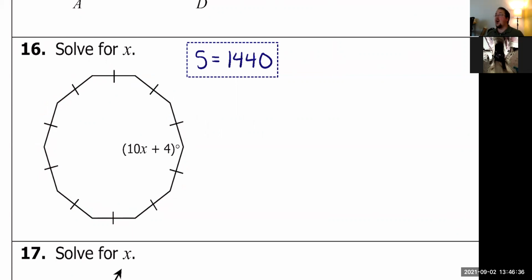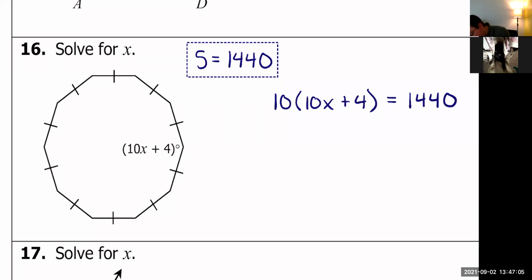So that means that all 10 angles are 10x plus 4. So if there's 10 of them, I'm going to write it as 10 times 10x plus 4 because there are 10 of them. That saves me from writing 10x plus 4 plus 10x plus 4 plus 10x plus 4 ten times. We just do 10 times it. And that should equal what total again? 1440. This one's going to be a little bit more friendly for us.